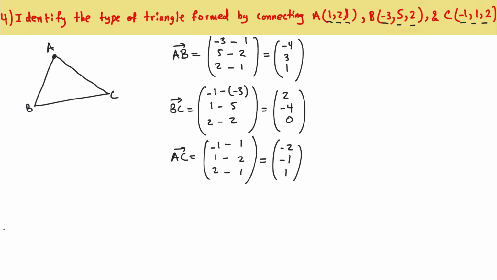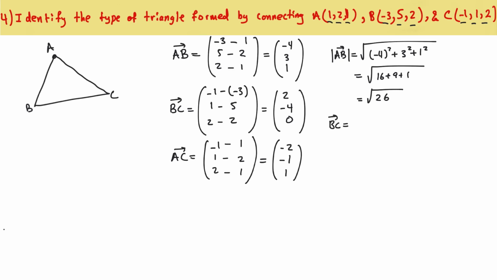Okay, let's find the magnitude of each vector here. AB is going to be the root of -4 squared, that's the x component, plus the y component squared, plus the z component squared. That is going to be 16 plus 9 plus 1, which equals root 26. For vector BC, we are going to do root of 2 squared plus the y component squared plus the z component squared, so that's root of 4 plus 16, which is root 20.